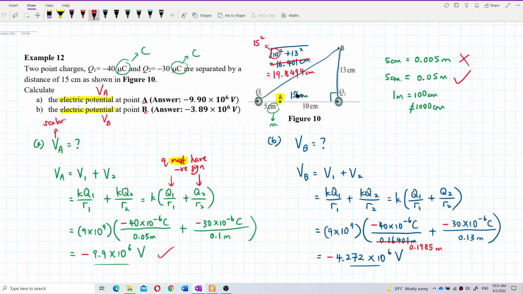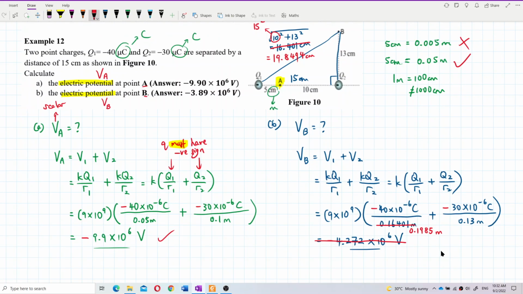So this centimeter changed to meter. 19.85 divided by 100 is 0.1985 meter. Okay, so what's the final answer? Let's calculate again. Negative 40 exponent negative 6 divided by 0.1985, and then plus negative 30 exponent negative 6 divided by 0.13. Okay, let's calculate and then multiply by 9 exponent 9.